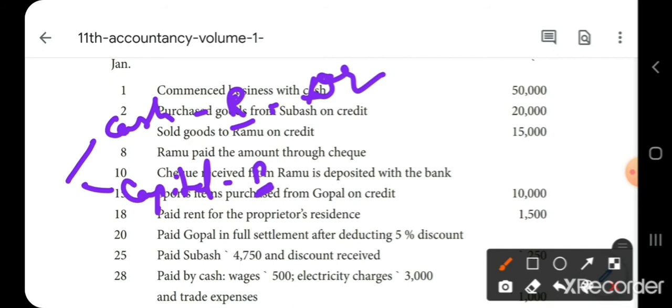For the personal account, the rule is debit the receiver, credit the giver. Here who is giving? Hari is giving the capital, so credit the giver. So the entry will be cash account debtor to capital, Hari's capital account.